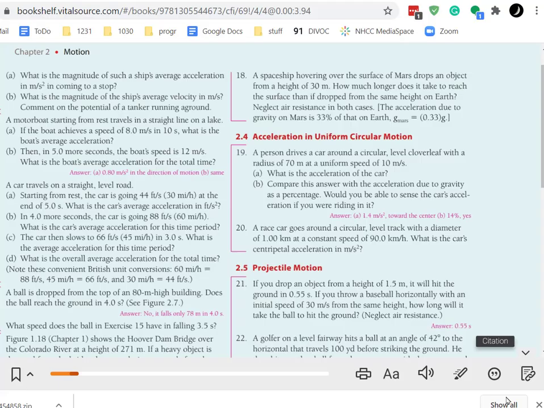For exercise 20, a race car goes around a circular, level or flat track with a diameter of 1.00 kilometers at a constant speed of 90 kilometers per hour. What is the car's centripetal acceleration in meters per second squared?